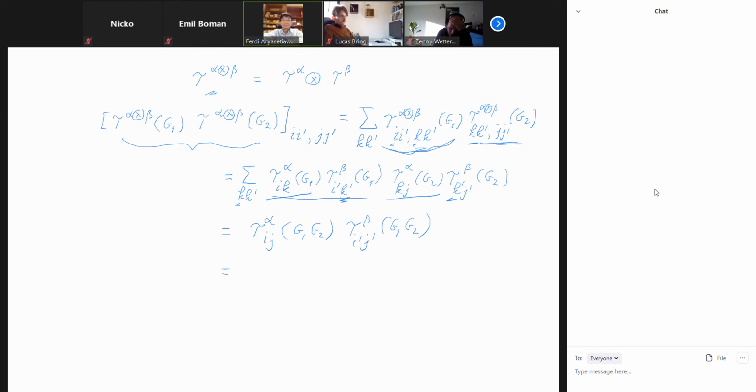Well, but these are just a definition of direct product. I prime, j prime of G1, G2. So we show that this direct product matrix is also a representation of the group. Yes, it's quite straightforward. It's just writing out the definition of the direct product matrix, and you can show that it is also a representation.